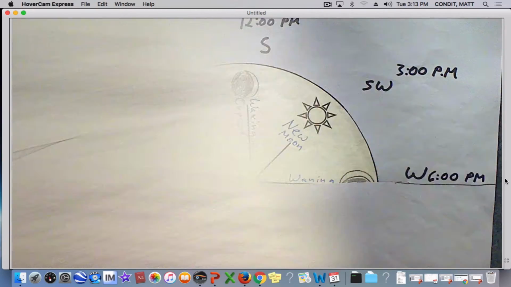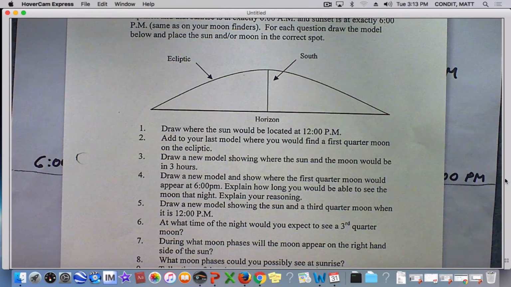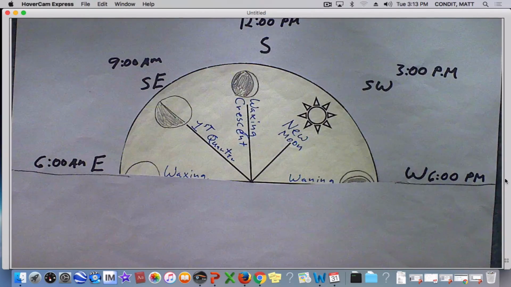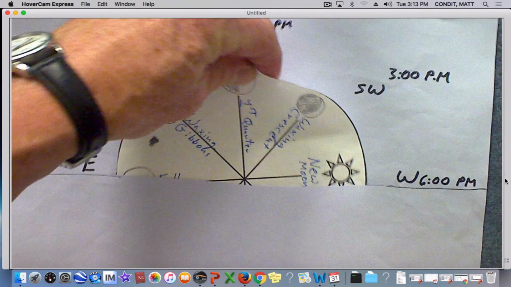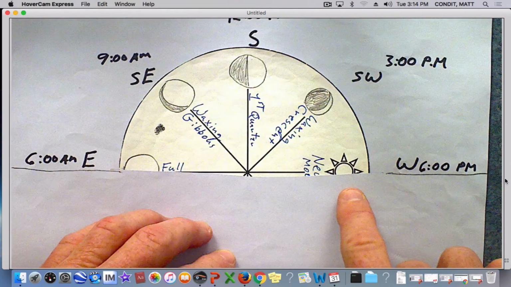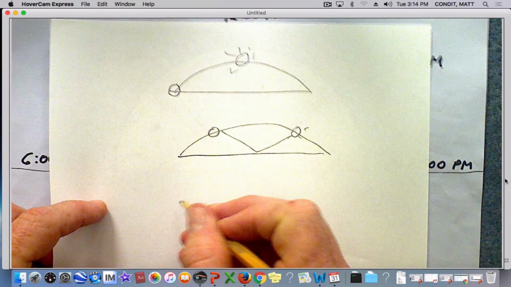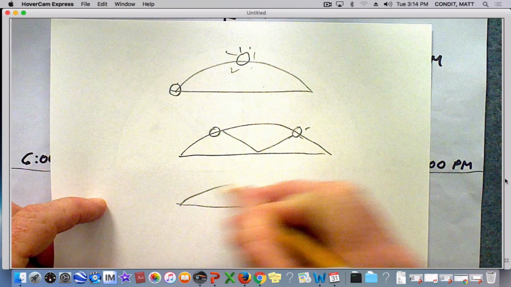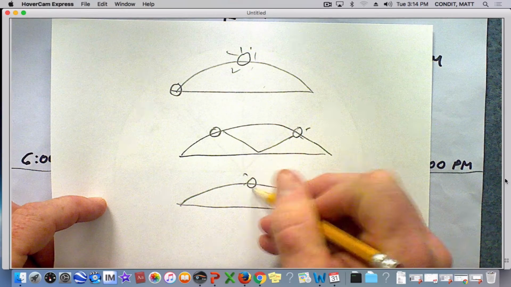Question number 4. Draw a new model and show where the first quarter moon would appear at 6 p.m. Explain how long you'd be able to see the moon that night, and explain your reasoning. Again, we just move to 6 p.m. Remember, the sun is always our time minder on this. So here's our sun at 6 p.m. If we draw that, we do yet another ecliptic. Now the sun's right here, and the first quarter moon is right there.